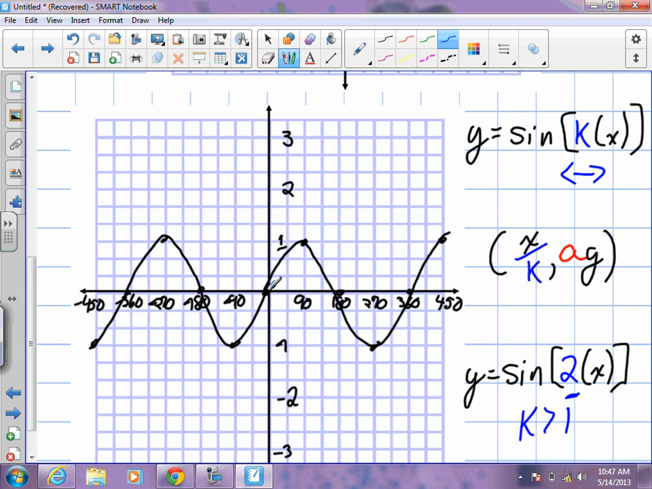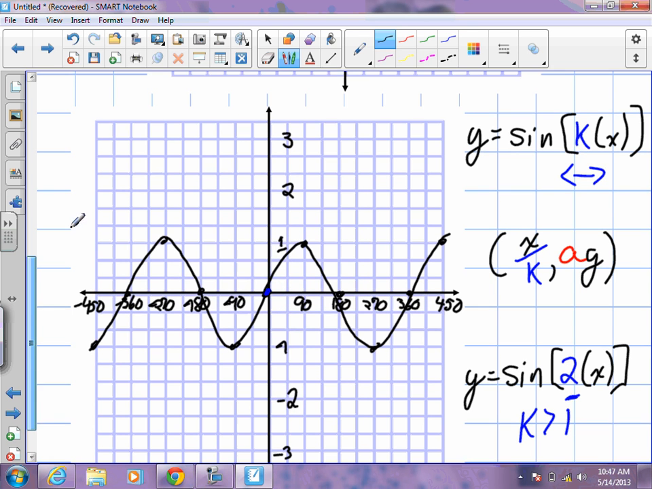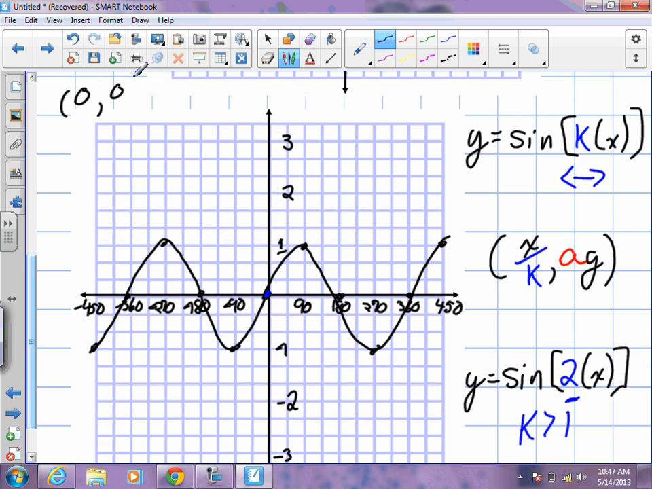So my first x coordinate here, that origin, is 0. So what is 0 divided by 2? 0. Still got 0. So is that coordinate changed at all? Still right there. Now my next major coordinate was 90 and 1. I divide 90 by 2, what do I get? 45 and 1. So my next coordinate is at 45, which is halfway there, and 1.